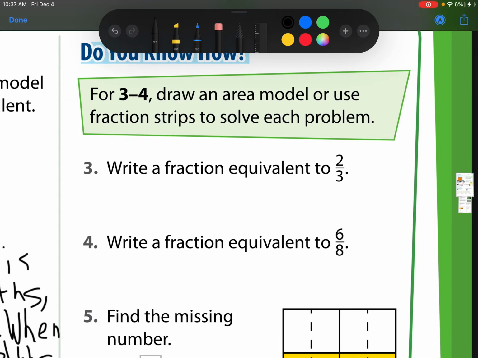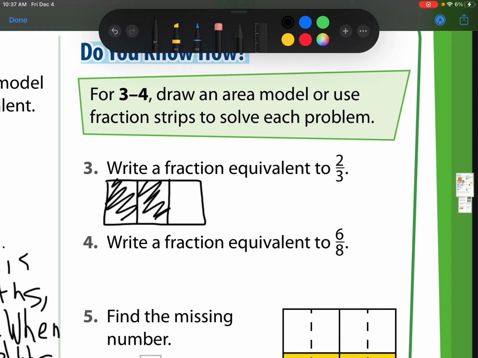It says, write a fraction equivalent to 2/3. Well, if we know our fractions well, we could do it without drawing. But since we're just getting started with it again, I'm going to draw a picture. And I have 2/3 here, so I'm going to shade 2 parts in. And notice there's 1 part left over.